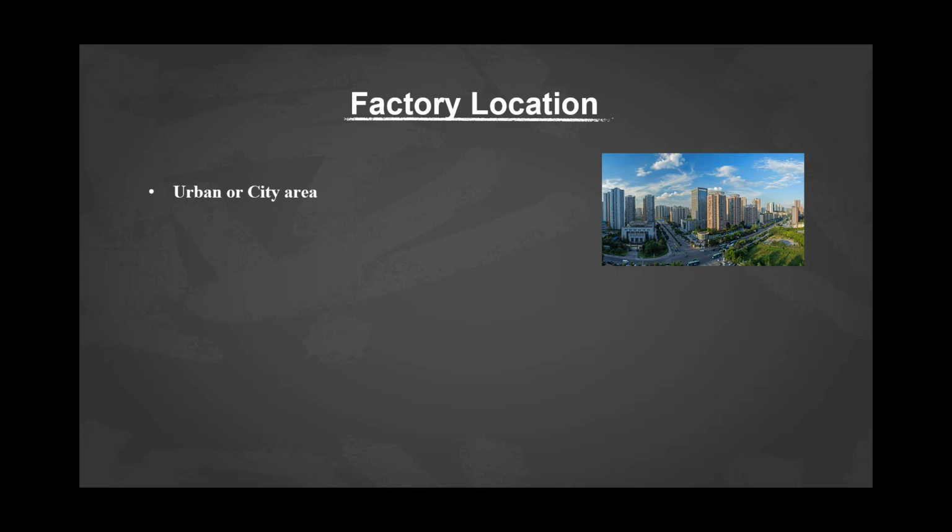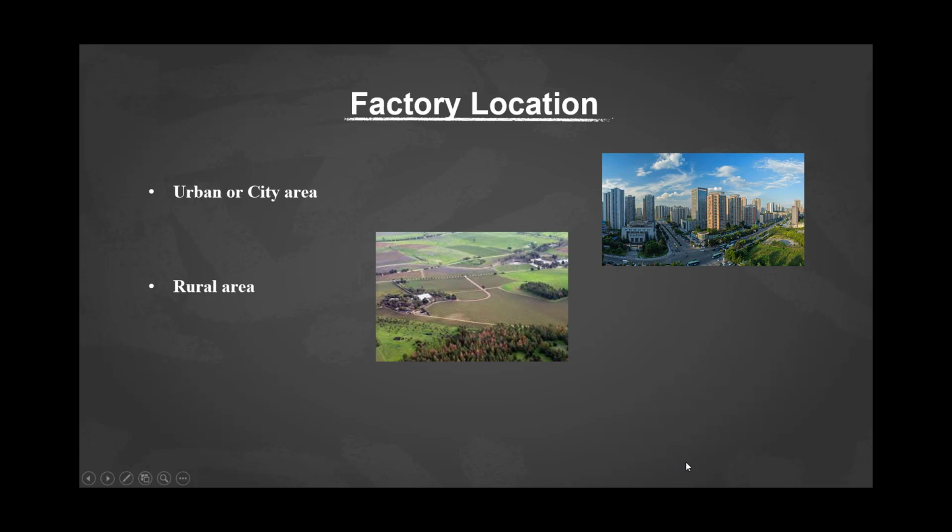Then we have rural areas. Rural areas are the opposite of urban areas. Rural areas, often called the country, have low population density and a large amount of undeveloped land. Usually the difference between a rural area and an urban area is clear, but in developed countries with large populations such as Japan and America, the difference is becoming less clear.